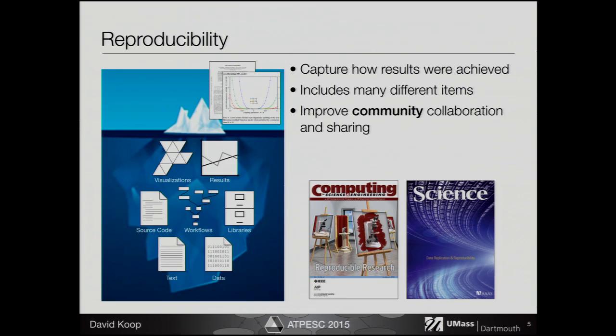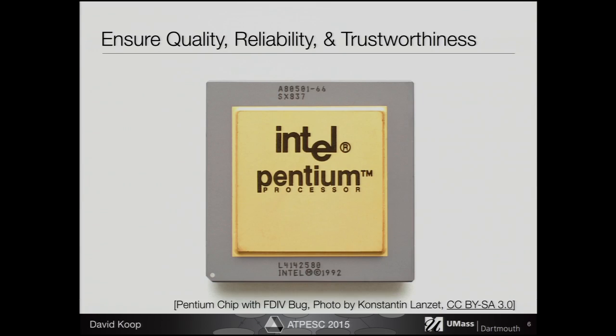So in terms of reproducibility, Aaron mentioned that this morning. We want to capture the code that was used, what the results that were achieved were, and it includes a lot of different items. But I'd argue that having reproducible experiments, reproducible code is something that improves community collaboration and sharing. And this has been alluded to earlier. Furthermore, we want to ensure the quality or reliability and trustworthiness of our results, right? We don't want to put out a Pentium chip that has a division bug that somebody may happen upon in the future. And there are other examples of this.